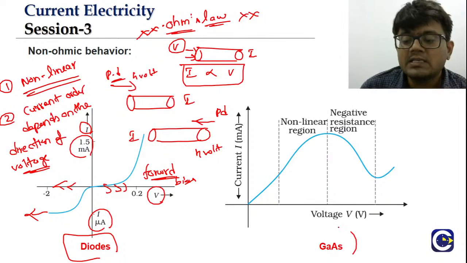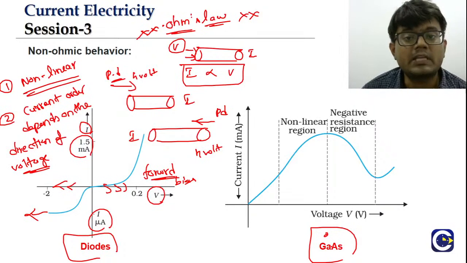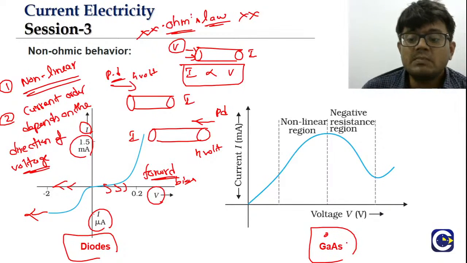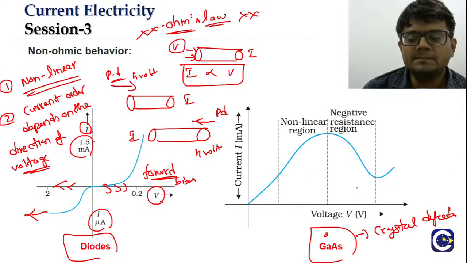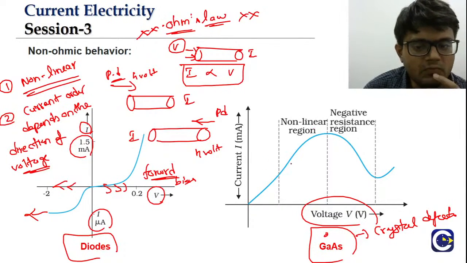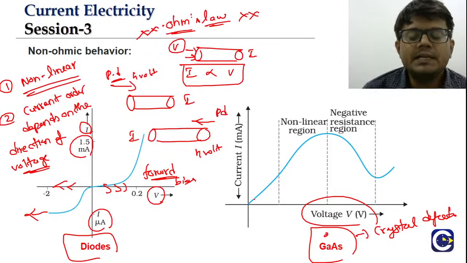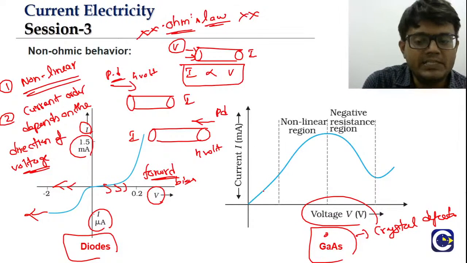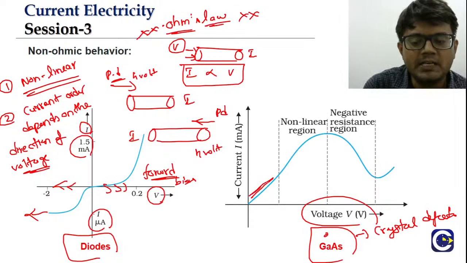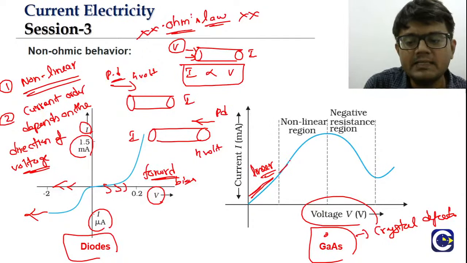Similarly, certain materials like gallium arsenide. Ga is the chemical symbol for gallium, and As is the chemical symbol for arsenic. Because of the crystal of the gallium arsenide compound, what is the relation between the voltage and the current? It does not have a fixed relation. For some time it is linear, like a straight line, and then it becomes non-linear.